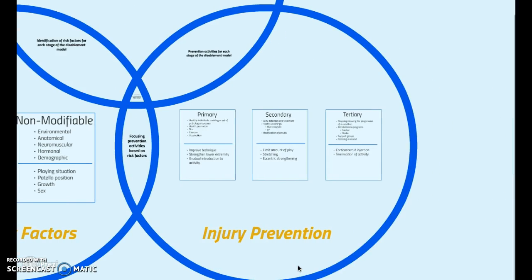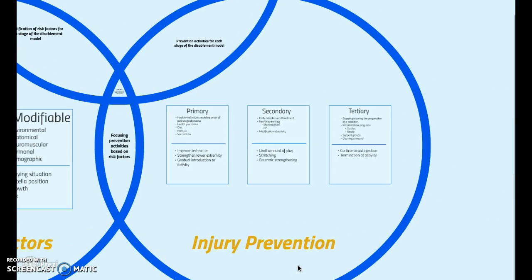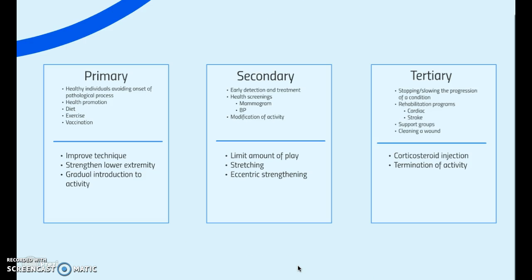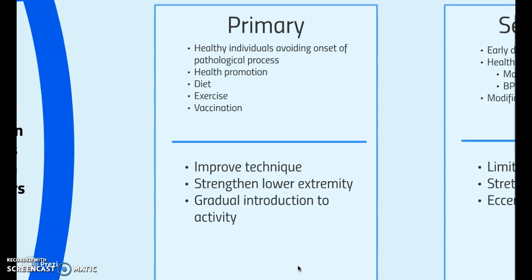Moving on to injury prevention. This is broken down into primary, secondary, and tertiary prevention. In primary prevention, this is when healthy individuals take up activities to avoid the onset of a pathological process. Health promotion, diet, exercise, and vaccination.